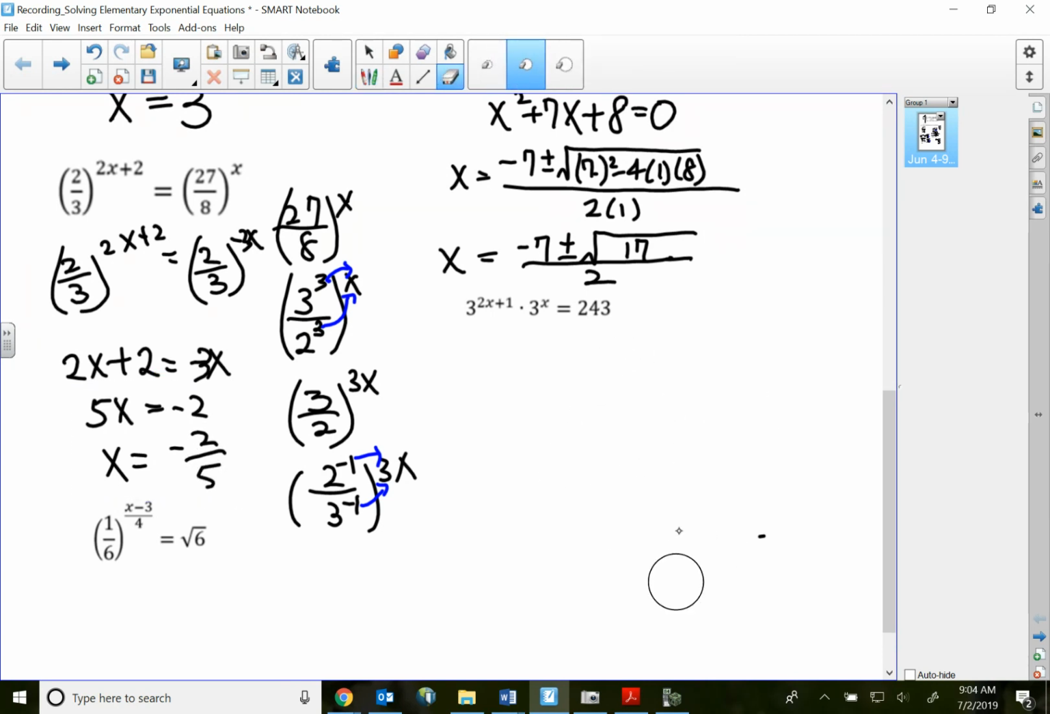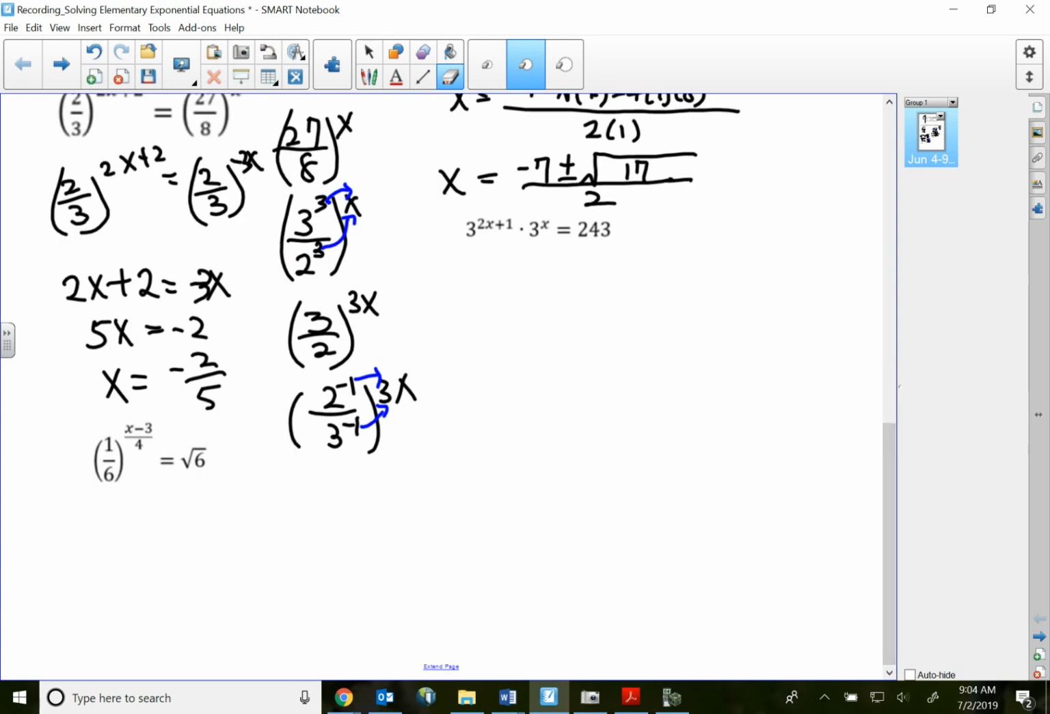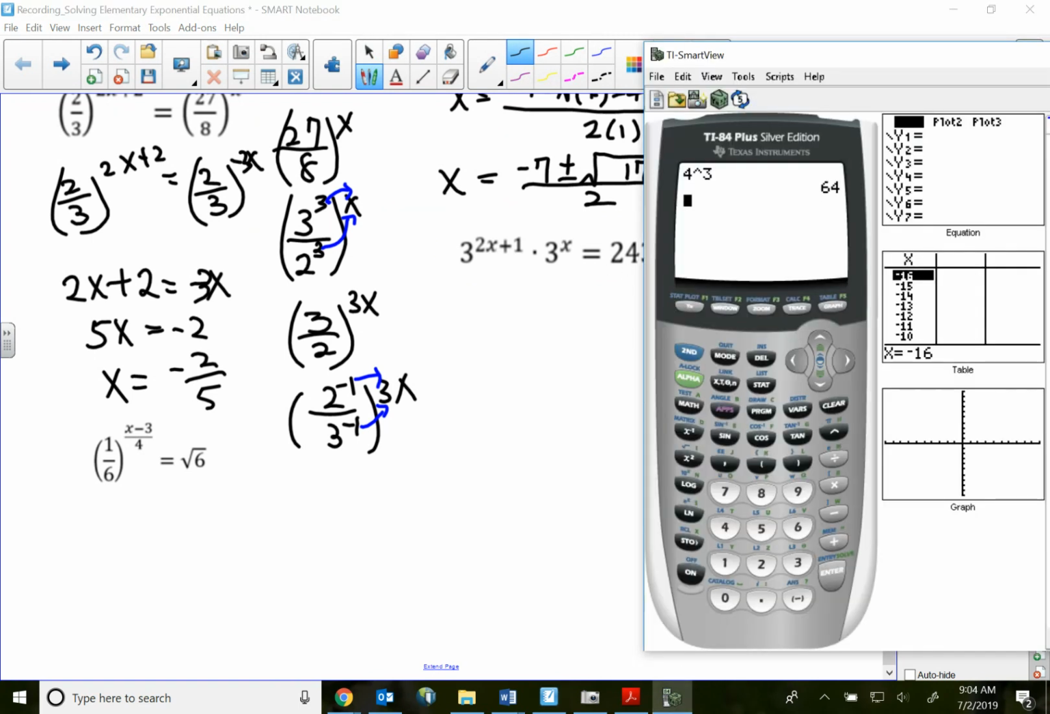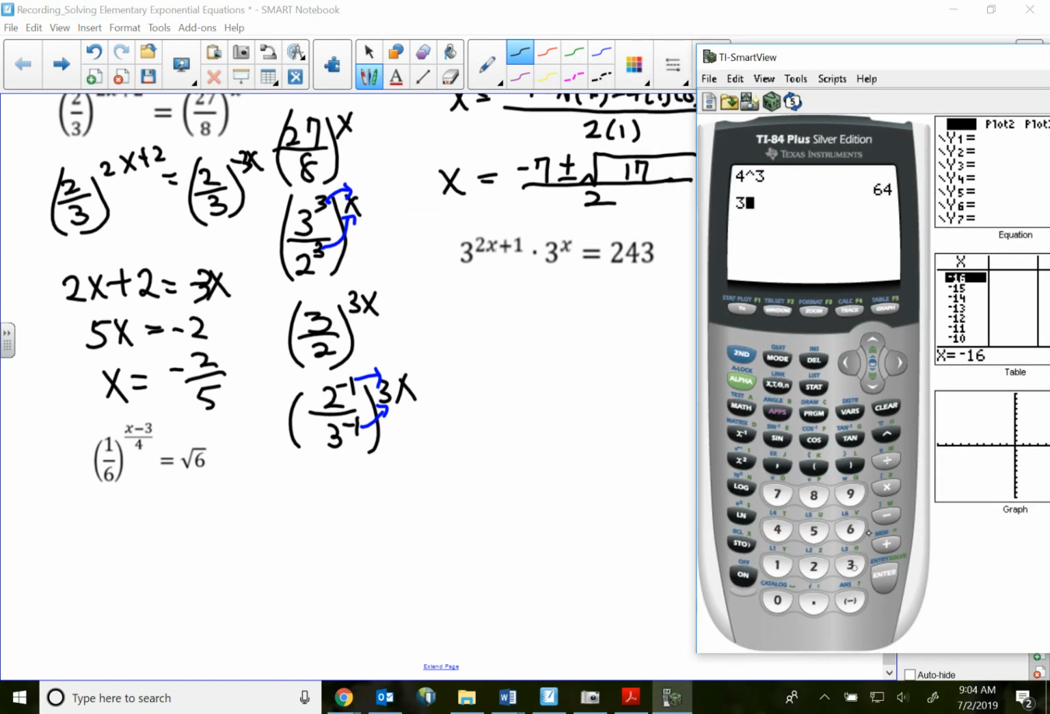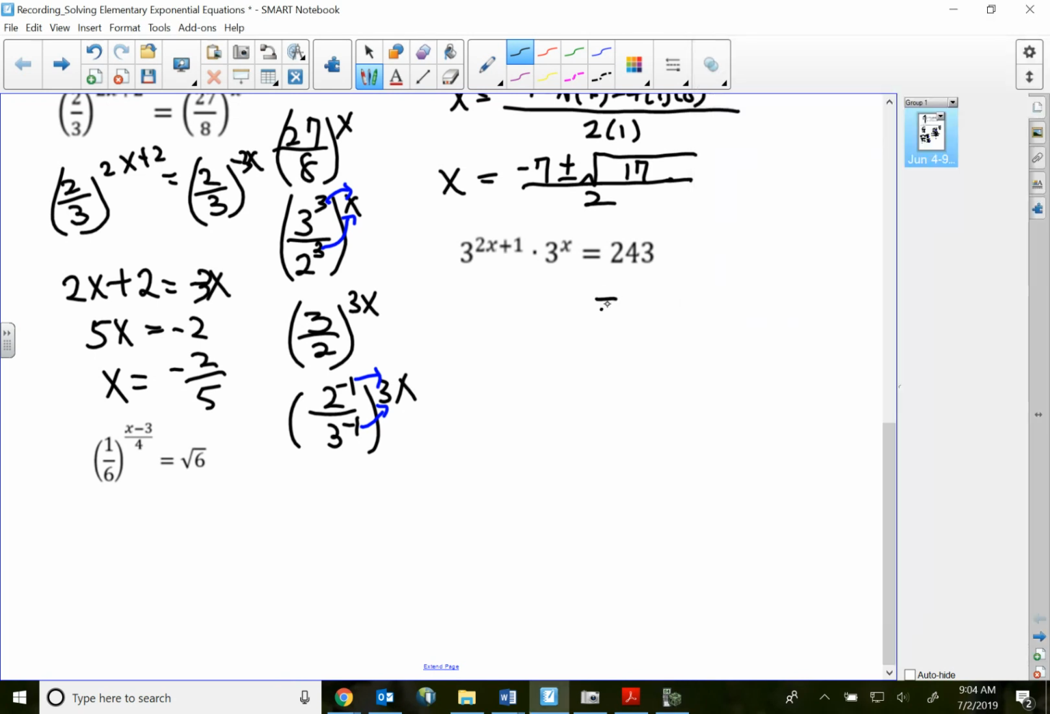All right, try this one. This is a very interesting one here on the right side. It's kind of obvious I need to make the base 3. So 243, using base 3. I know 3 to the third is 27, 3 to the fourth is 81, 3 to the fifth is 243. Okay. So this is 3 to the fifth on the right side.